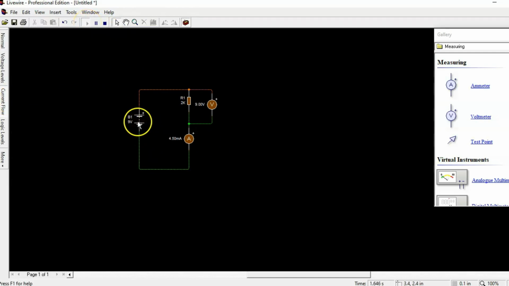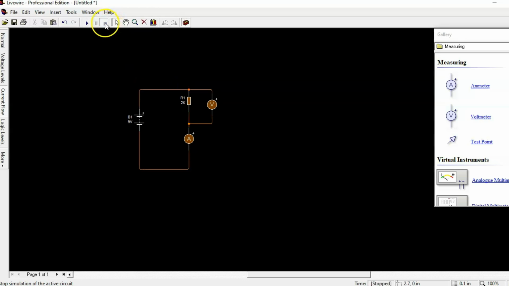So you can see current is flowing. At our ammeter, we have 4.5 milliamperes, which is 0.045. Then our voltmeter, we're having 9 volts because the voltage here is what it is capturing. So you could see that this our circuit is a perfect example of Ohm's law.